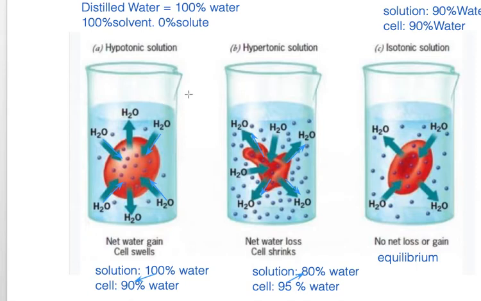So again, here you have a hypotonic solution in beaker A, a hypertonic solution in beaker B, and an isotonic solution in beaker C. These are all examples of osmosis or passive transport, where that water is going to want to move from high concentration to low concentration. It wants to move with the concentration gradient.